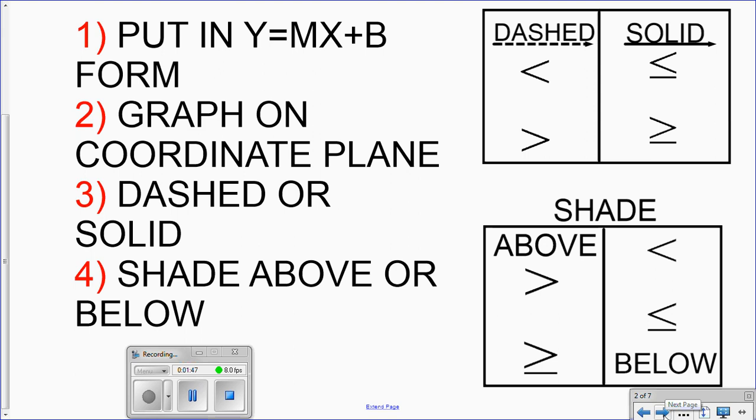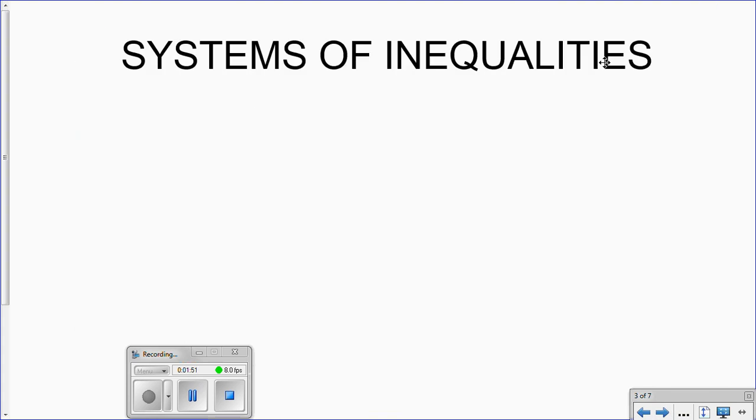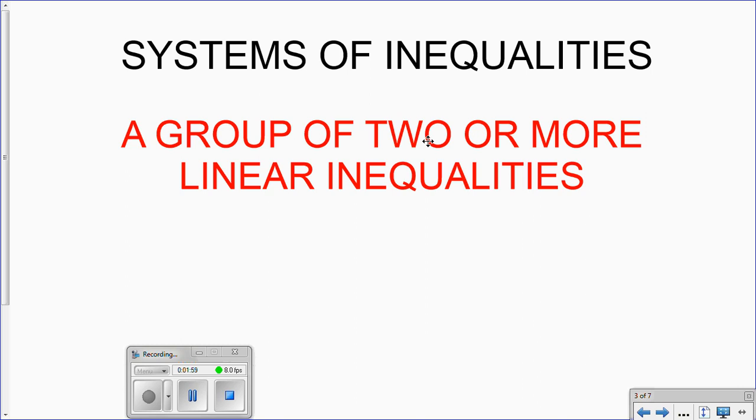Alright, next one. So that's the review. Now getting into this unit, which is systems of inequalities. Well, that's one part. The unit is systems. Today we're focusing on inequalities. A system of inequalities is basically a group of 2 or more linear inequalities. And it's basically creating a group, like you have a couple of inequalities on there, and you're looking for the solutions that satisfy all of them.